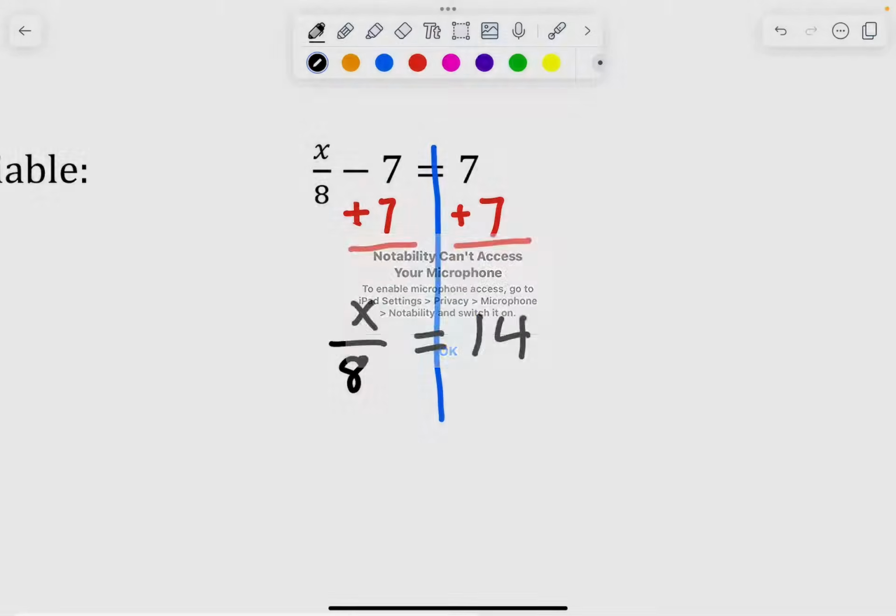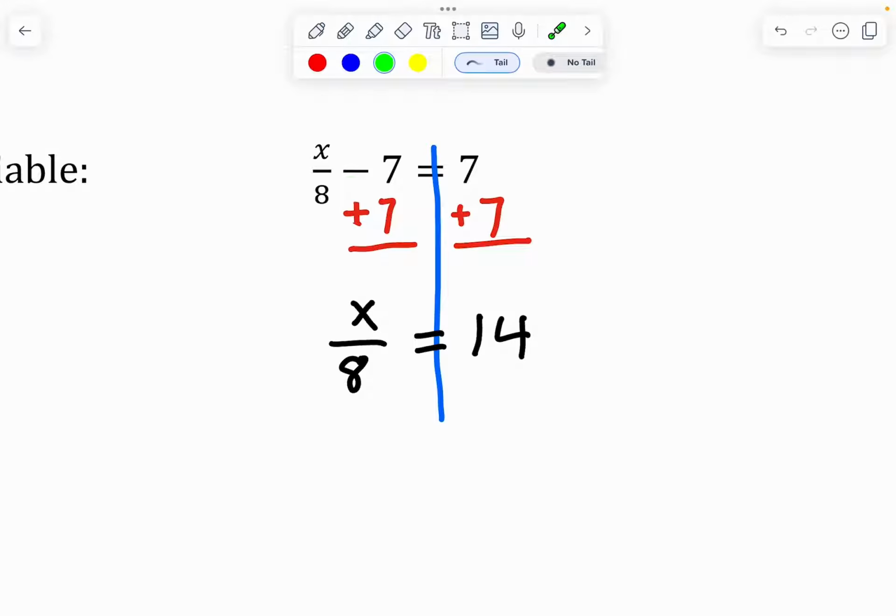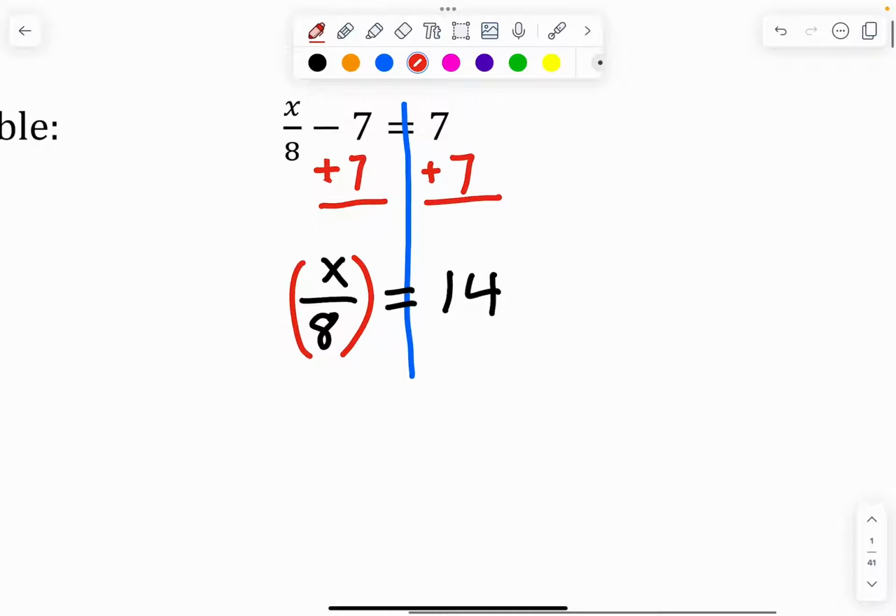Now we can go back and look. -7 plus 7 equals 0, so those cancel out. So now we have x divided by 8. The opposite of division is going to be multiplication. So we are going to multiply by 8 on both sides.